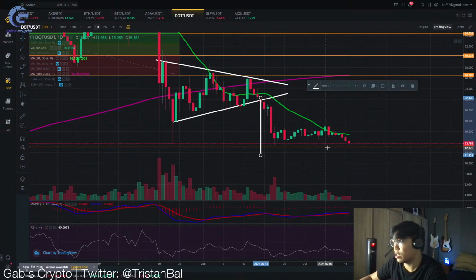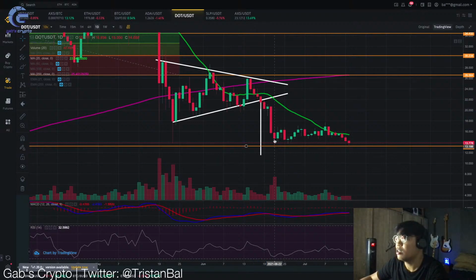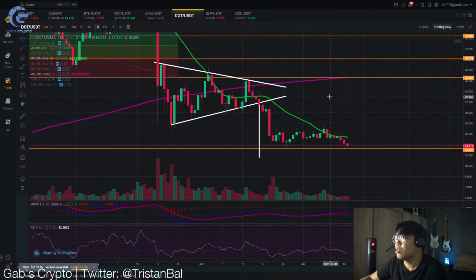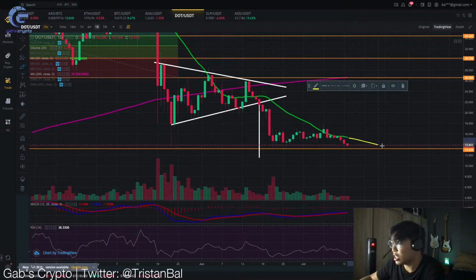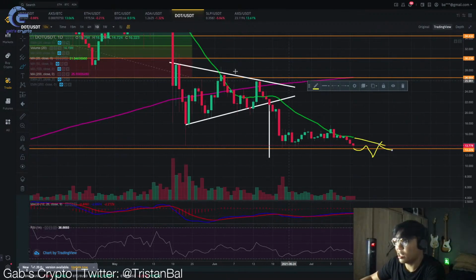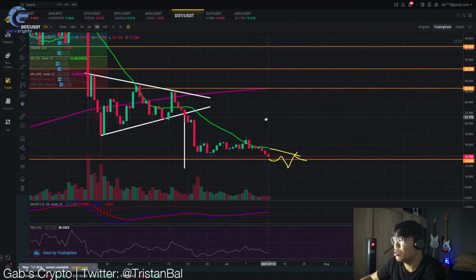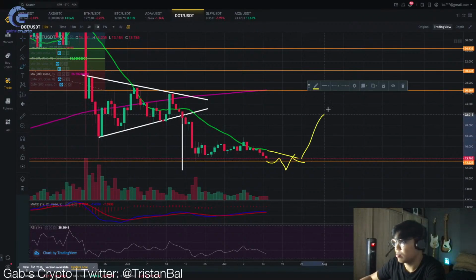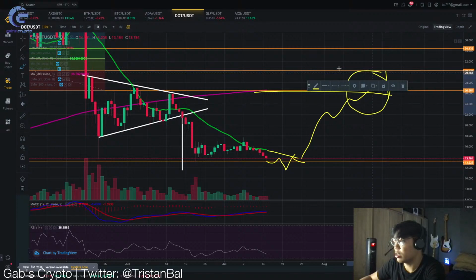Pero may strong support tayo at the $13 level. Pero it can still go down up to $11 for Polkadot. So $11 is actually the technical target for this triangle. Pero in order to flip bullish for Polkadot, kailangan niya muna ma-break itong 20-day moving average. So let's say na-hit na natin yung target. Kailangan niya ngayon ma-break to. And then the next milestone na kailangan niya ma-break is itong 200 moving average.